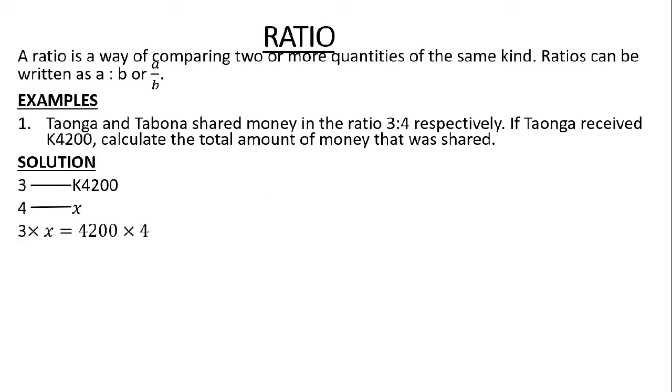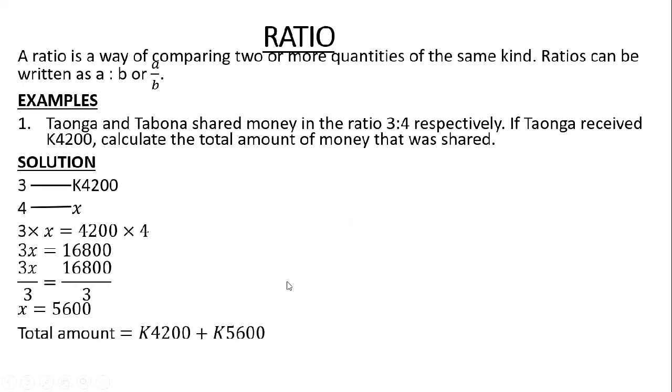When you multiply 4,200 times 4, you get 16,800. To find the value of X, we'll divide both sides by 3. Our X will be equal to 5,600. So this is what Tabona got. To find the total amount that was shared, we have to add what Taonga got plus what Tabona got. So total amount is equal to 4,200 plus 5,600, which is going to give us 9,800 kwacha.